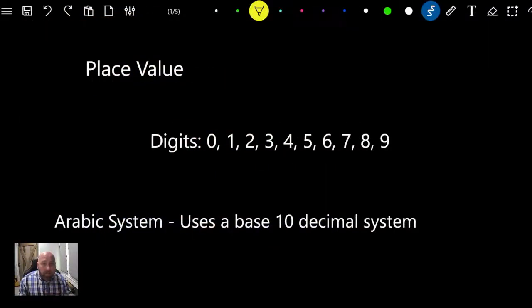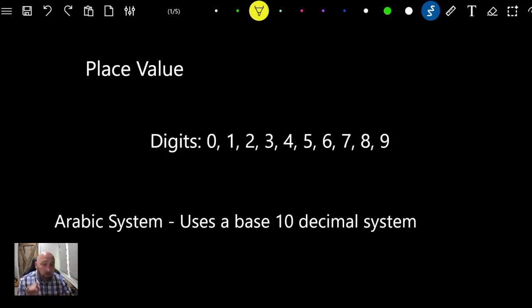All right, let's jump down here and look at this. The first topic that we're going to be approaching is place value. What is place value? Well, in the Arabic system, you'll see right down there, I have the words Arabic system. We use what's called a base 10 decimal system. Base 10 means basically that there are 10 digits: 0, 1, 2, 3, 4, 5, 6, 7, 8, and 9. The number 10 is 2 digits, right? So there are 10 base digits. 0 is a base digit in the system. 10 is not a base digit, okay? 10 is a 1 and a 0.